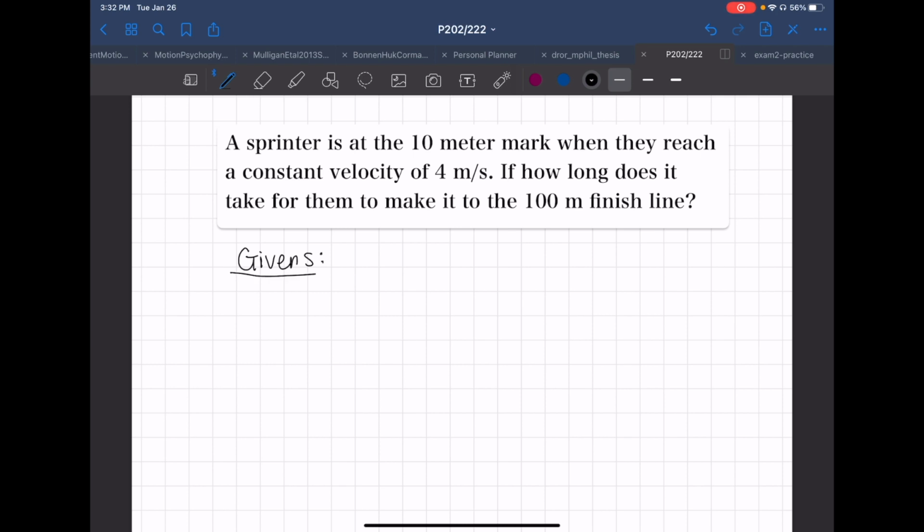So we'll have our initial position, x0, is 10 meters. Our velocity is going to be 4 meters per second. And our final position is going to be 100 meters. And now our unknown is going to be the time that it takes to do that.